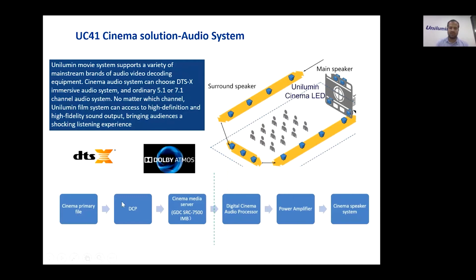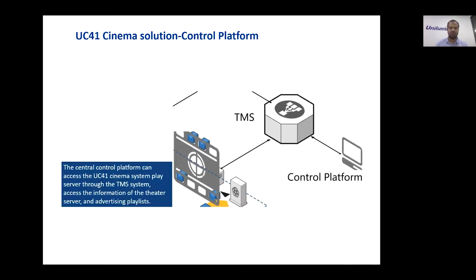So the cinema primary file goes to the DCP cinema media server. The server we are using is the GDC. It's standard, and the company in Asia has been really good at providing servers for cinemas. Then a digital cinema audio processor, power amplifier, and the cinema speaker system. The setup is pretty simple, but to achieve the certification, that's the company's headache, how good the product could be. If it does satisfy the DCI certification, then of course there's a pretty simple process.